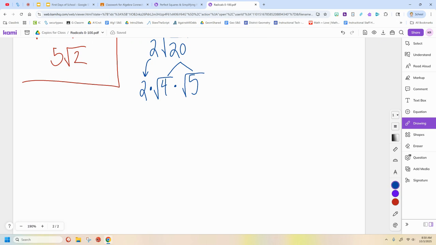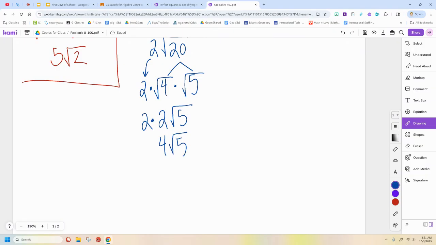What's this 4 going to change to? Square root of 4 is 2. So this becomes a 2. But it's not 22, right? It's 2 times 2 times radical 5, when 2 times 2 is 4. So 4 radical 5 is our answer.